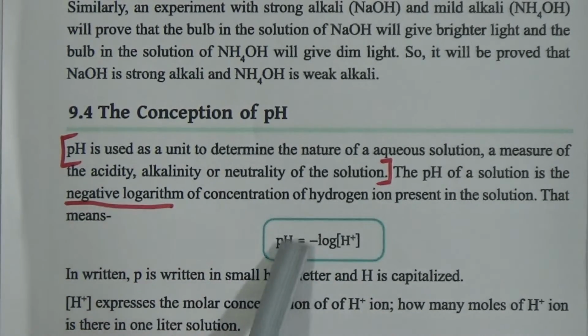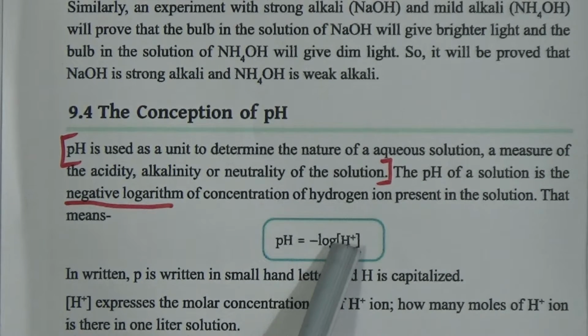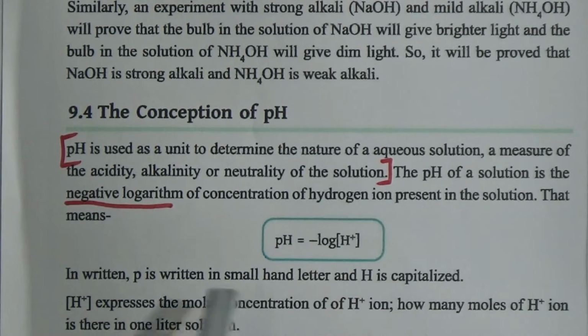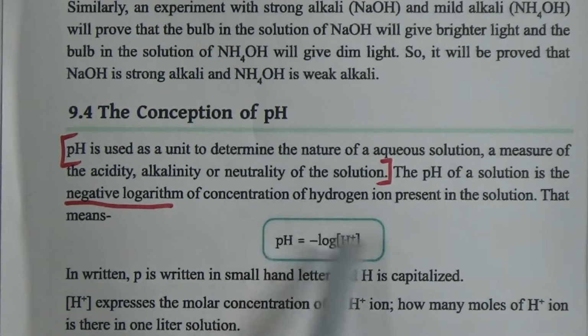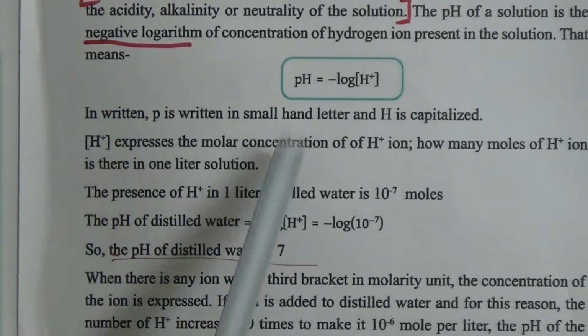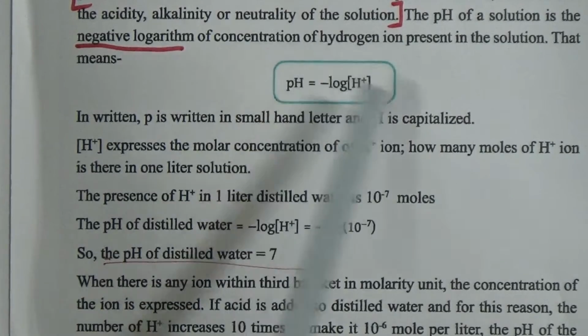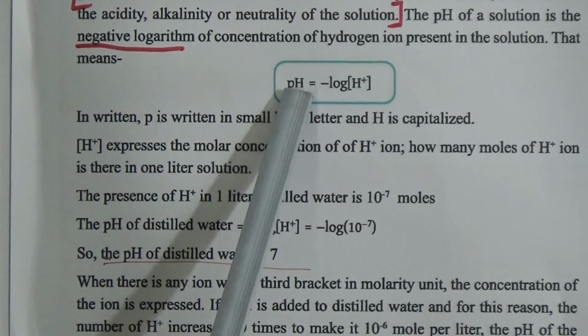This pH is equal to minus log of H. This H is the number of hydrogen ions, it is protons, so H will be capitalized. Why is H capitalized beside the small p? Because H represents hydrogen. That's why it will be in capital letter.